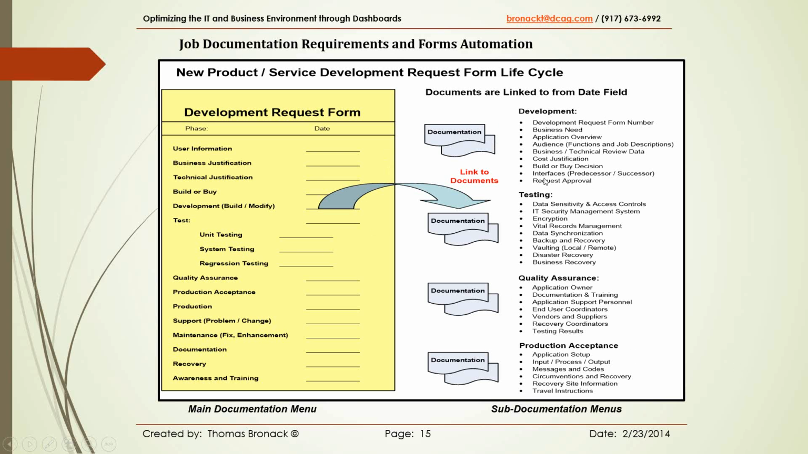So you could build a menu of forms, which we do. We take from SDLC down to a menu. Then we go to the menu of development forms, which is a sub-menu from the main menu. Then we have another sub-menu for testing, quality assurance, and production acceptance. This can be used for version and release management.